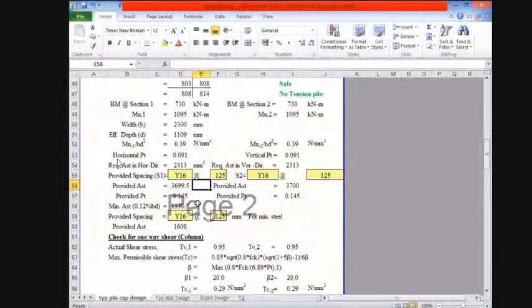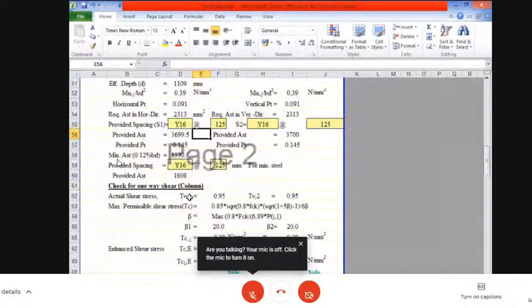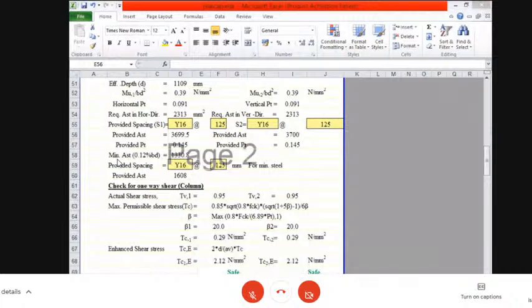The minimum Pt specified in IS456 is applicable for all foundations. You can design like a slab. For a slab you take 0.12% of bD, so the same thing you can adapt for a foundation. So 0.12% of bD, and check what area of steel is required.